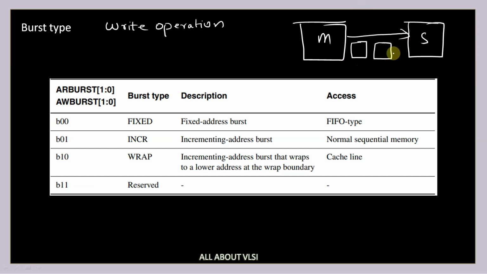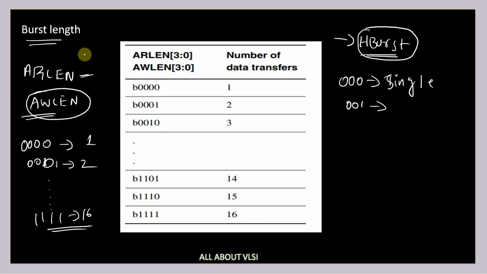Beat length is nothing but the number of packets you are going to send or receive. I'm going to perform a write operation. The number of packets I am going to send is decided by your AW length, which is 0001. That means you are going to send 2 packets.